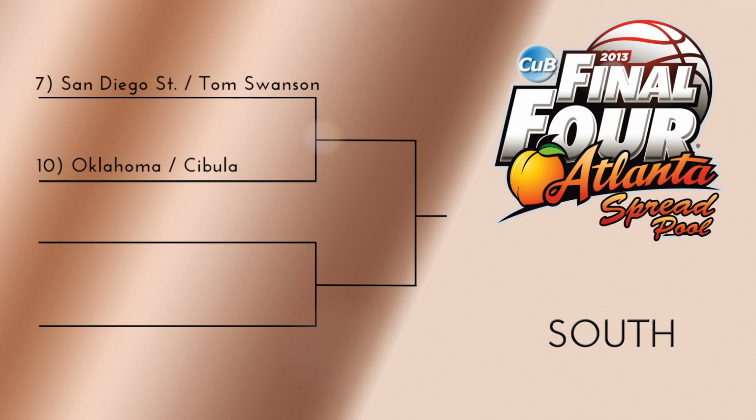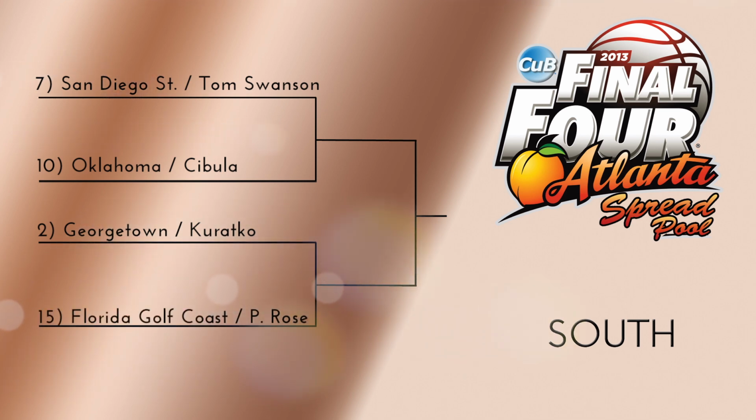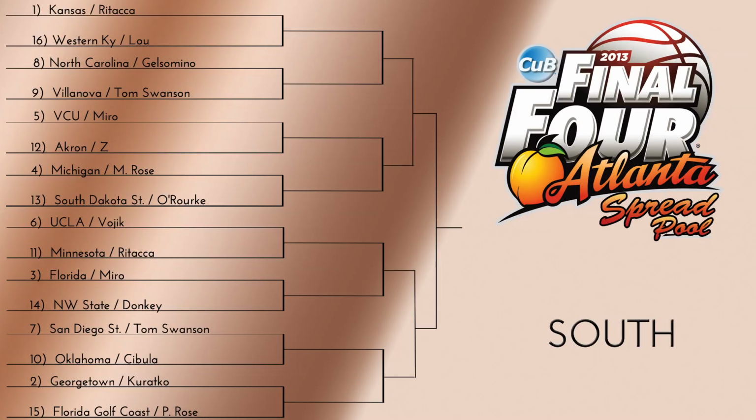Okay, in our final matchup here in the South region, the number 2 seed, Georgetown, represented by the new homeowner, Kevin Caraco, facing off against the number 15 seed, Florida Gulf Coast. He will be represented by Pat Rose. Florida Gulf Coast, 15 seed, but they beat Miami earlier in the season. Are you serious? Yes, I'm serious. And that wraps up the South region. Next, the final region, the East.